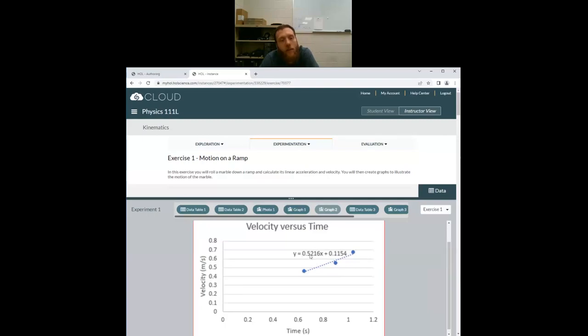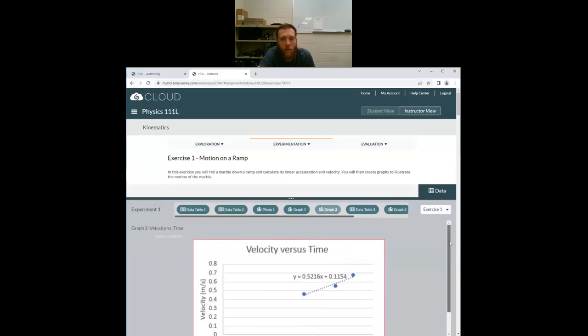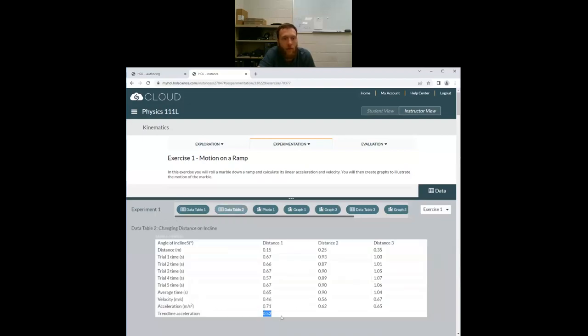So this is a linear fit where m is this value right here, and this equation fits the form of v equals v naught plus at. So the acceleration of this ramp at this angle is 0.521. So you can see on data table 2, the 0.52. They use two decimals. So that's where this value comes from, the trend line value from the velocity versus time plot. So that's that.